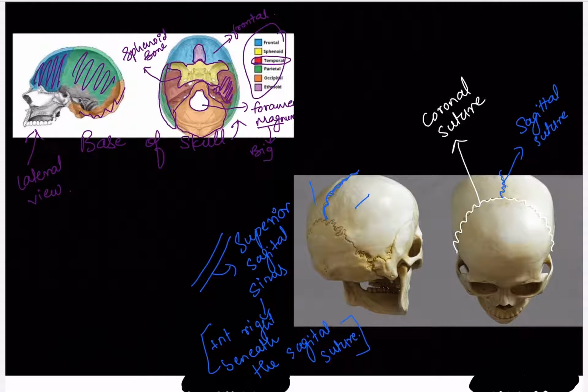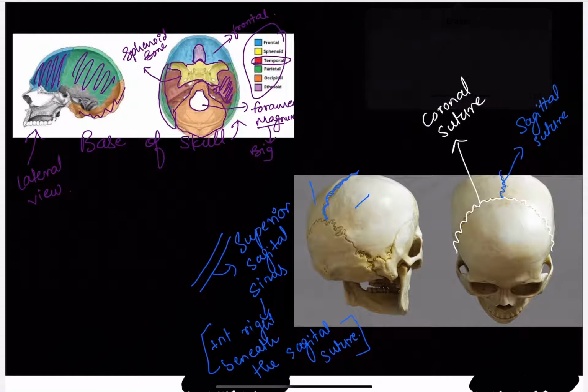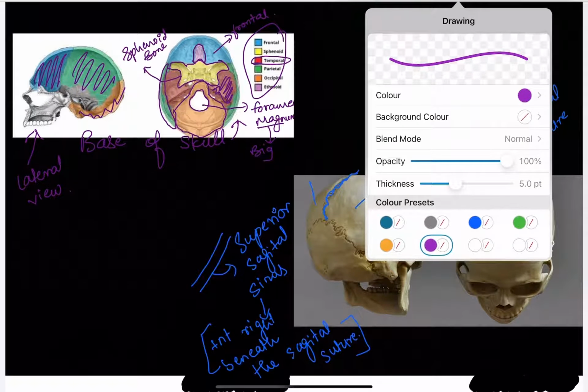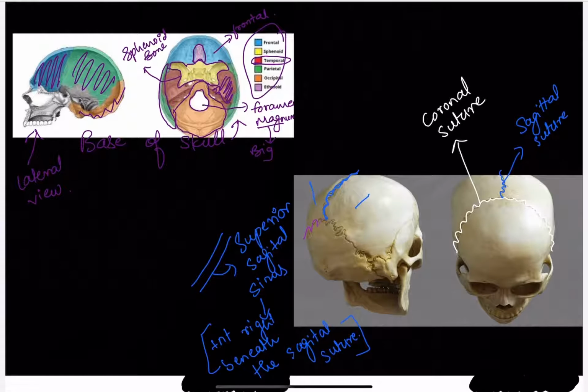Now there's one more suture here, right? In this back part you can see. This is the occipital bone. Which bone is it? Occipital, right? The back part. So this posterior or backside suture is called the lambda suture. What do we call it? Lambda suture.